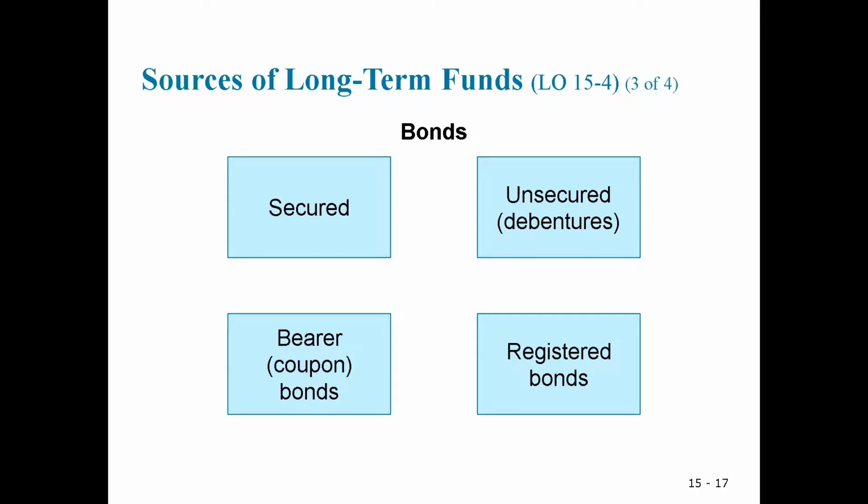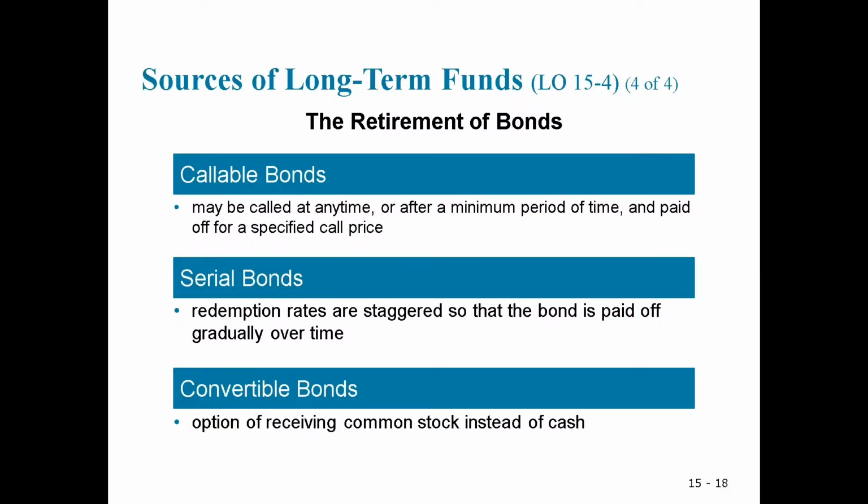Unsecured debentures are not backed by any security and are only sold by financially strong corporations that carry lower risk for investors. Bearer coupon bonds are bonds where holders clip coupons to receive interest payments. Anyone with the coupon can redeem it. Registered bonds are certificates that are only of value to registered holders. Callable bonds. The issuer of callable bonds may call them in and pay them off before the maturity date at a price stipulated in the indenture.